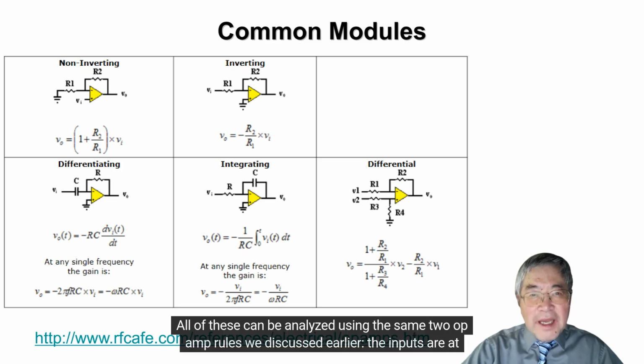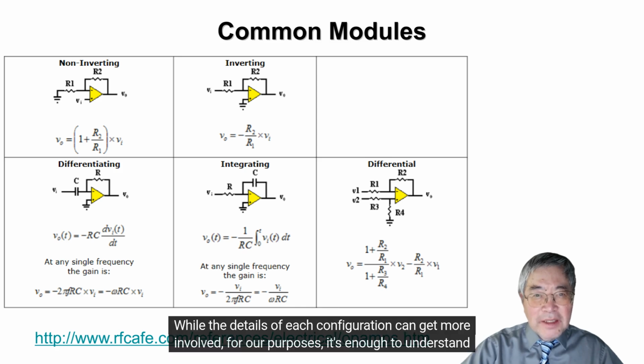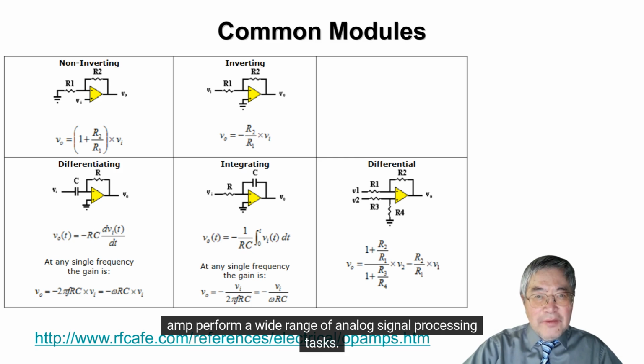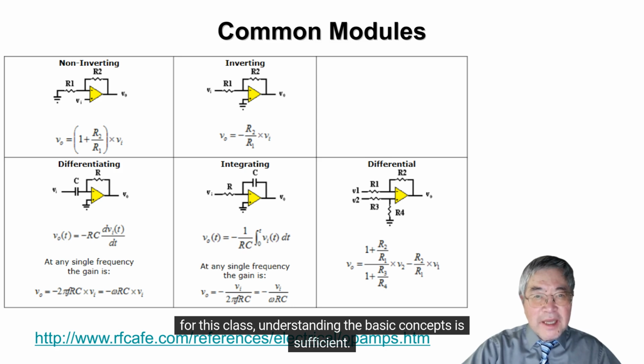All of these can be analyzed using the same two op-amp rules we discussed earlier. The inputs are at the same voltage, and no current flows into the input terminals. While the details of each configuration can get more involved, for our purposes, it's enough to understand the fundamental idea. By choosing how we connect resistors, capacitors, and feedback paths, we can make the op-amp perform a wide range of analog signal processing tasks. If you're interested in the full derivations and formulas, the linked reference has complete explanations. But for this class, understanding the basic concepts is sufficient.